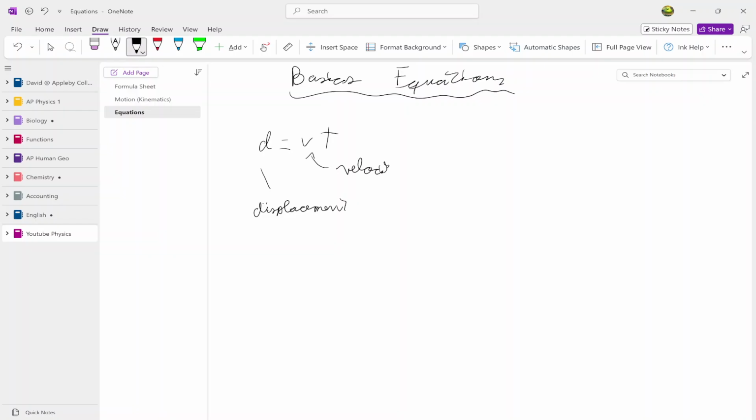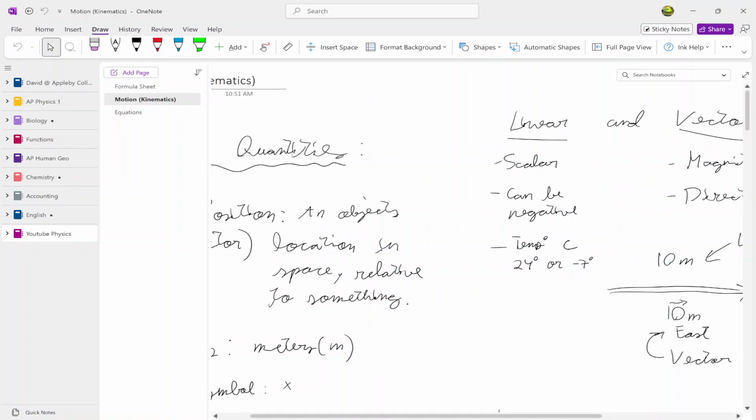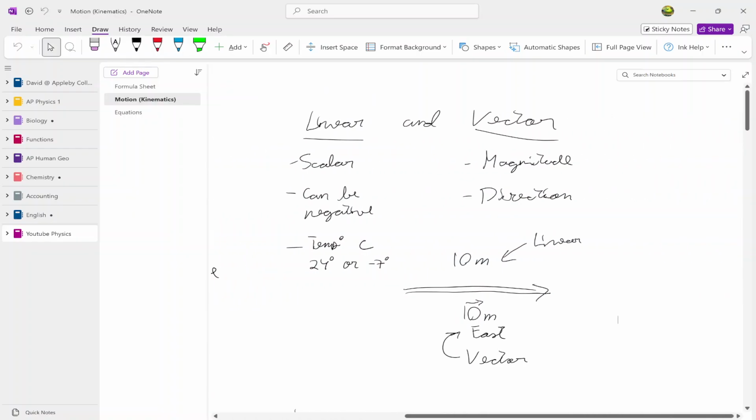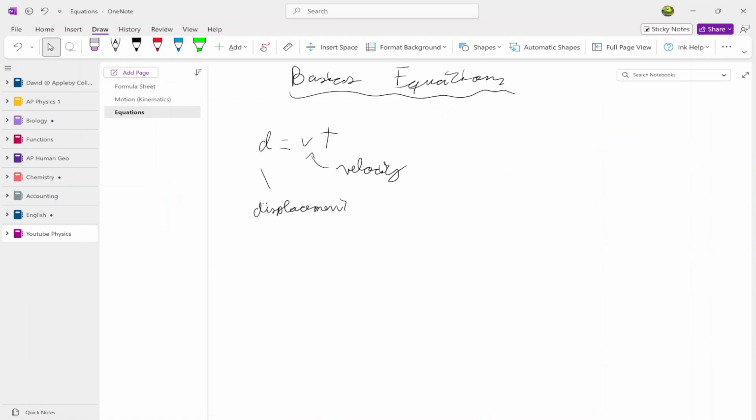Remember that special lesson I taught on scalar and vector. You would remember that vectors have direction and magnitude. Scalars only have magnitude. And so that means that if you're ever using a vector, the other components of the equation have to be a vector.